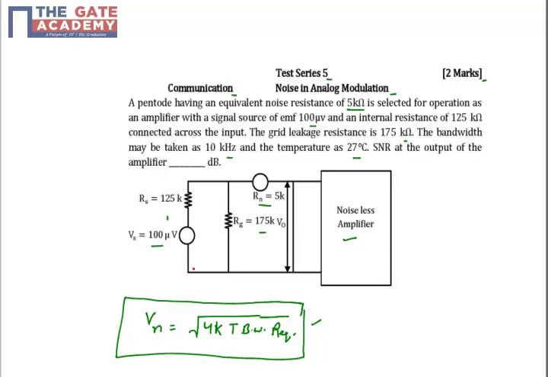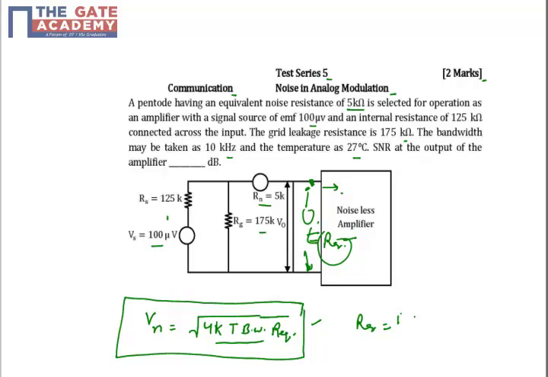So my input noise voltage will be Vn equal to the square root of 4kT times bandwidth times R equivalent. We already know all the parameters. The only thing we need to find is R equivalent from the input side. We need to calculate R equivalent at this corner, because we are calculating the noise signal and the input signal here, and beyond this point there will be no additional noise.